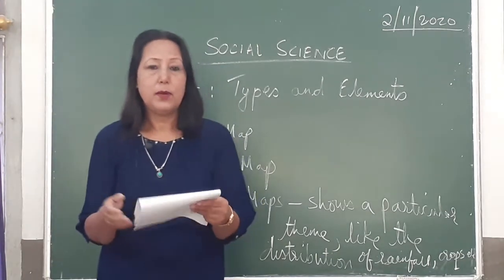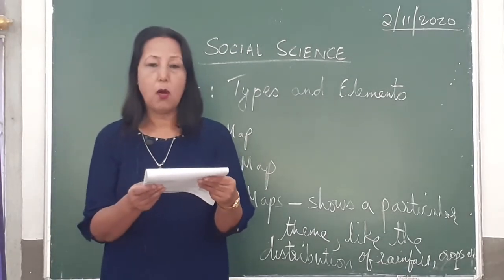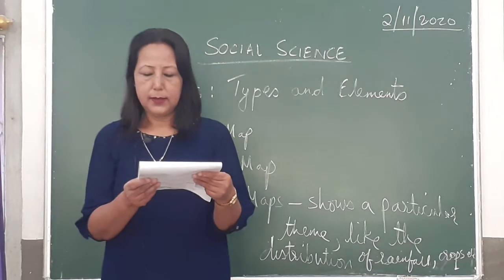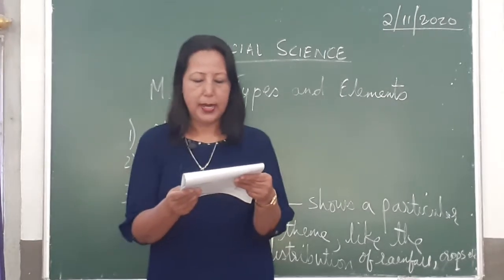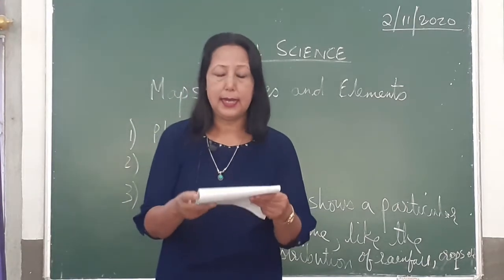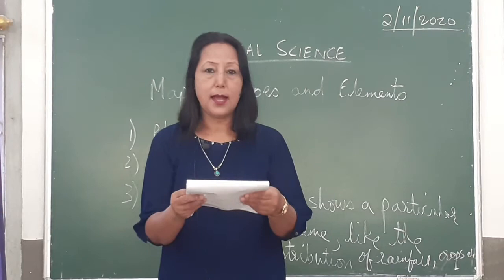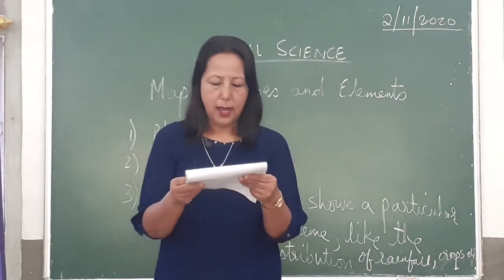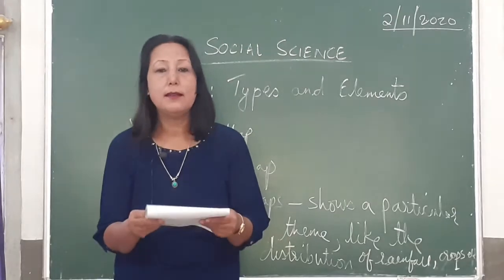A map. Now, what is a map? A map is a representation of the earth or parts of the earth's surface on a flat sheet of paper made to a suitable scale. A map is always drawn from a bird's eye view, that is, how a bird sees the earth while flying in the sky.